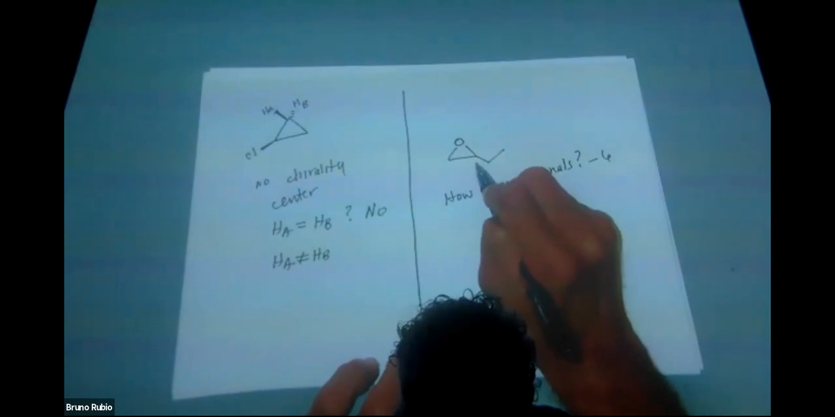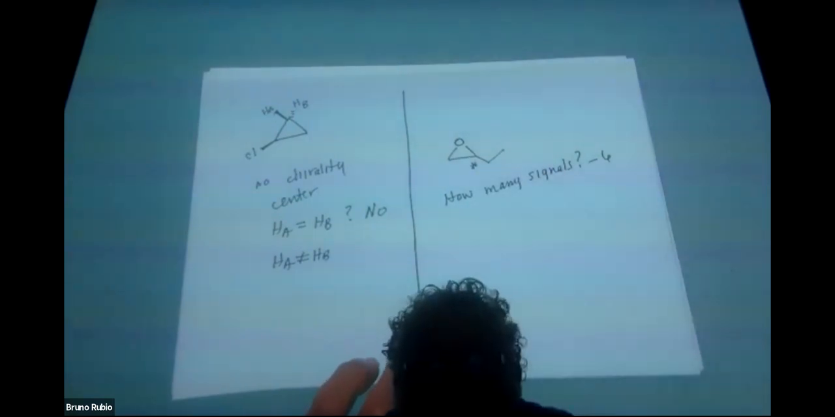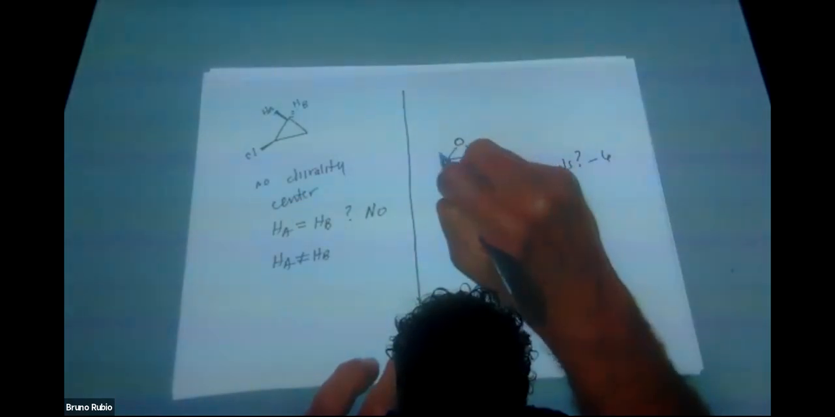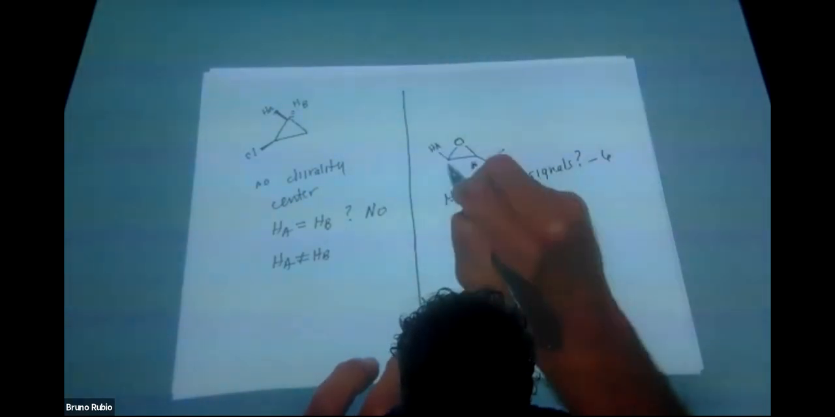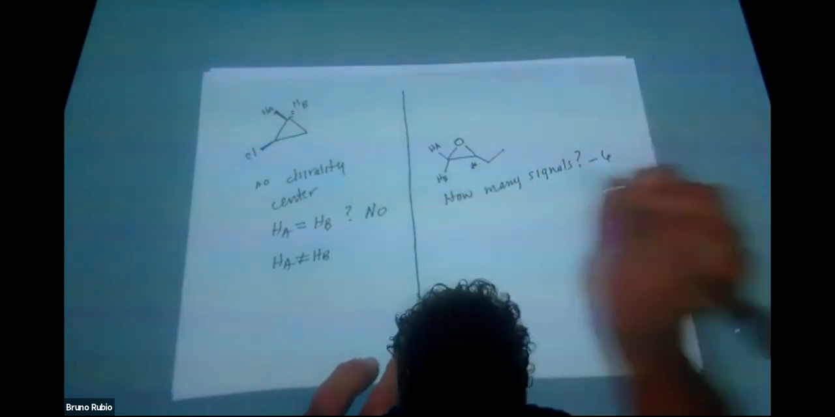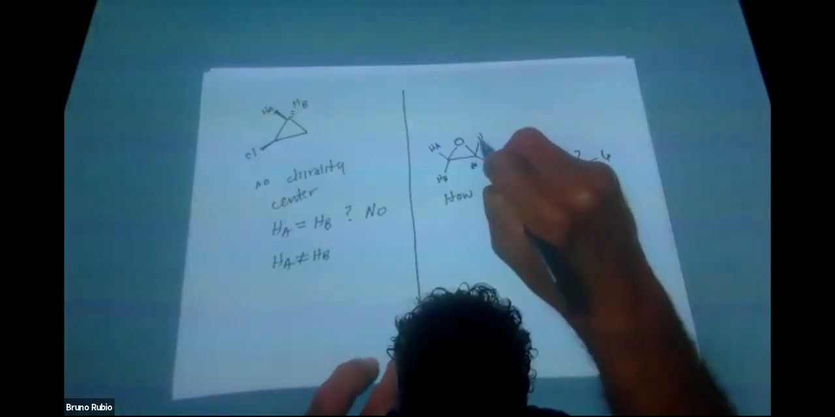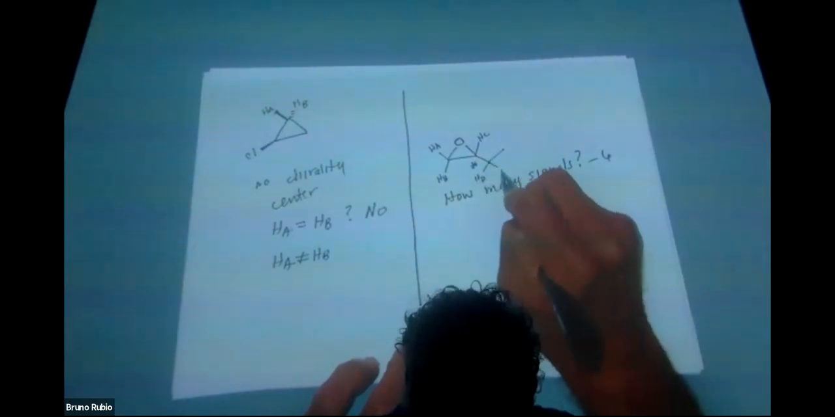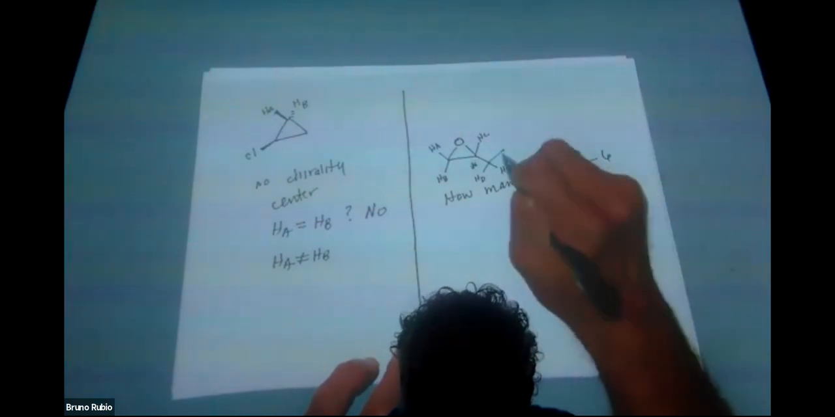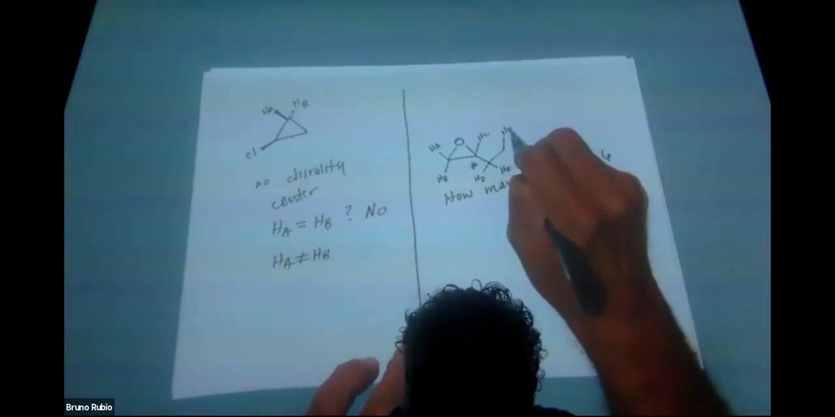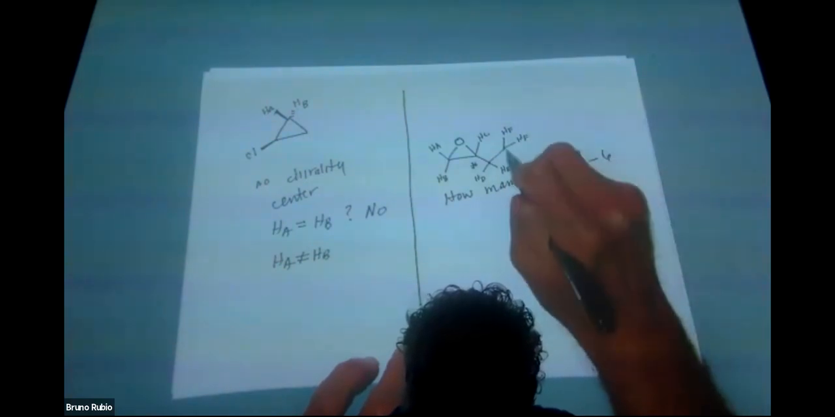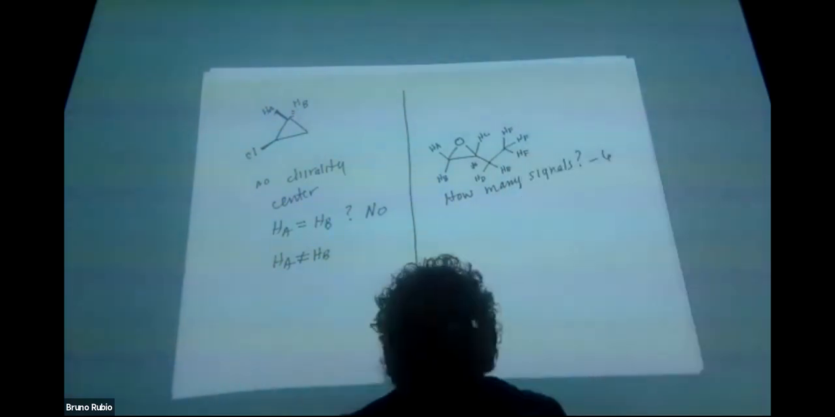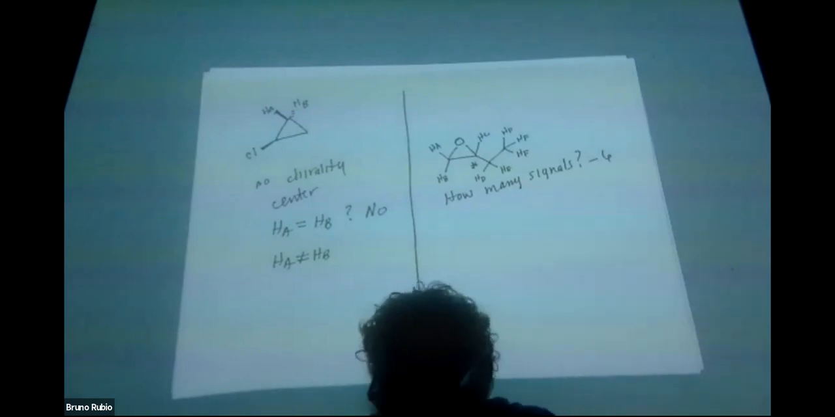This guy here, he's a chirality center. And a chirality center makes the two protons of a CH2 group non-equivalent. So this proton here, HA, is different from this proton there. We have a proton here, HC. Here's a CH2 group. This proton here is not equivalent to this proton here. And then the three protons of a methyl group are always equivalent to each other. So we have a total of 6 signals.